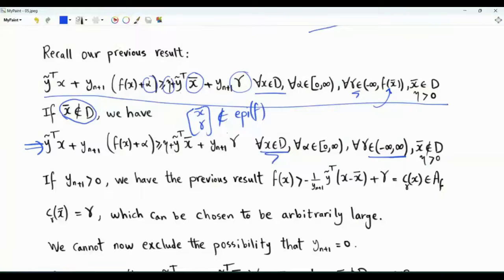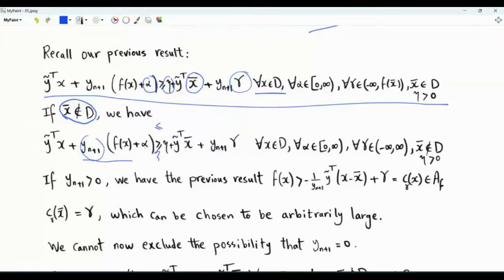So this is the inequality that we have now. Gamma can be any real number. We cannot put x equal to x bar. Can y_{n+1} be negative? Like in the previous case, no. If we divide by y_{n+1}, this inequality will be reversed. And the left-hand side will contain alpha, and the inequality should be true for any non-negative alpha.